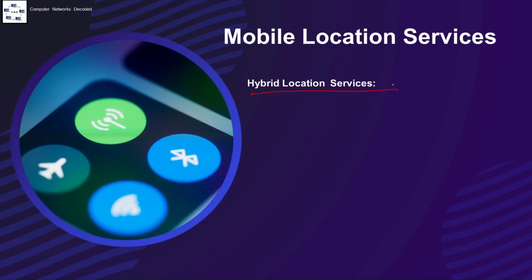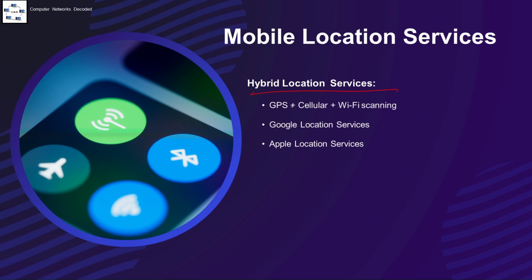Next is the hybrid location services, which basically use all the location services, including GPS, cellular, as well as Wi-Fi. This is basically used by Google. Google uses all these services to track the location for its different applications, such as Google Maps. And it is also used by Apple location services.